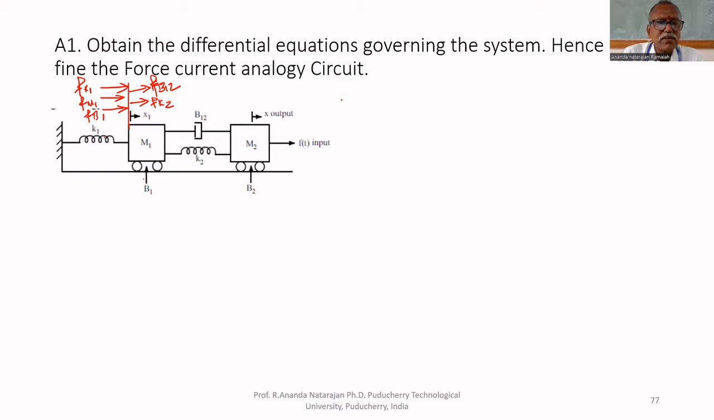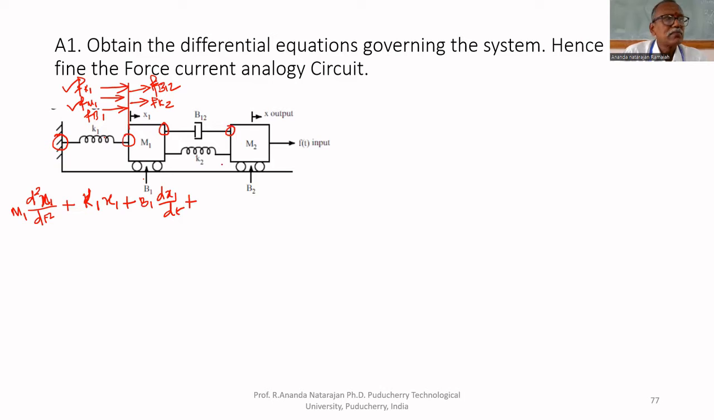So, what is the differential equation governing this mechanical system? M1 d square x1 upon dt square, multiplied by M1, plus, this is for M1. For K1, one side is fixed, another end is moving. That's why K1 x1 plus, this is B1. B1 also one end is fixed. That's why B1 dx1 upon dt plus B12.